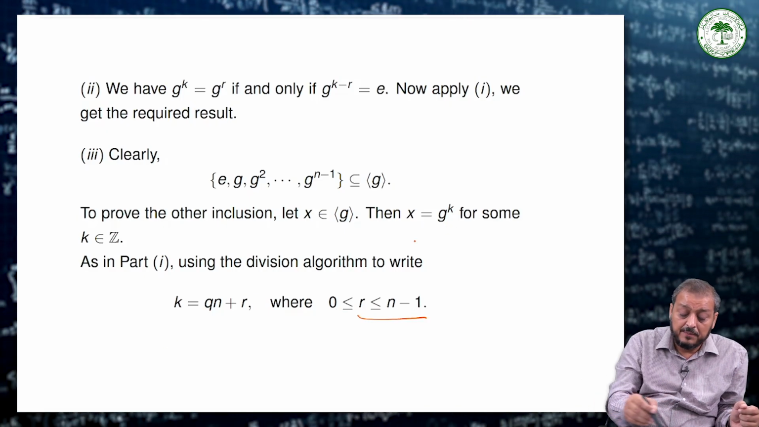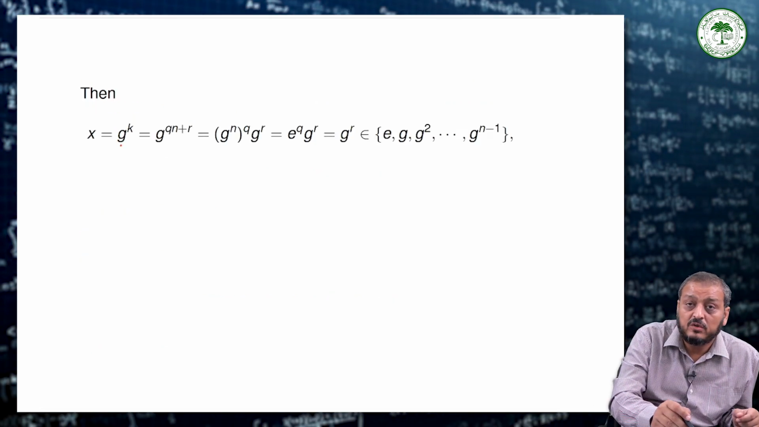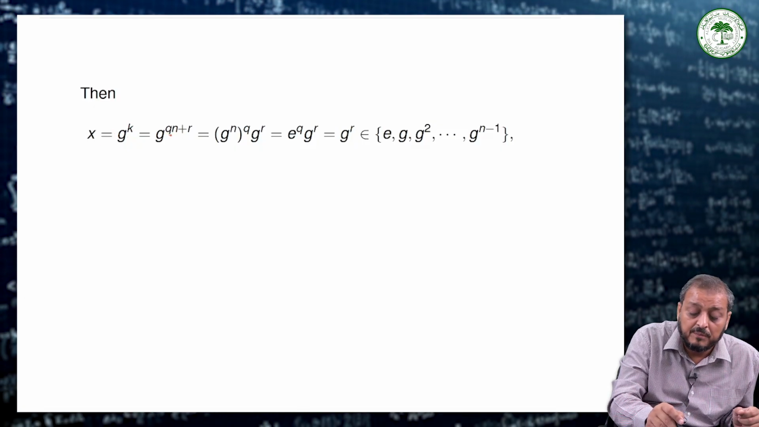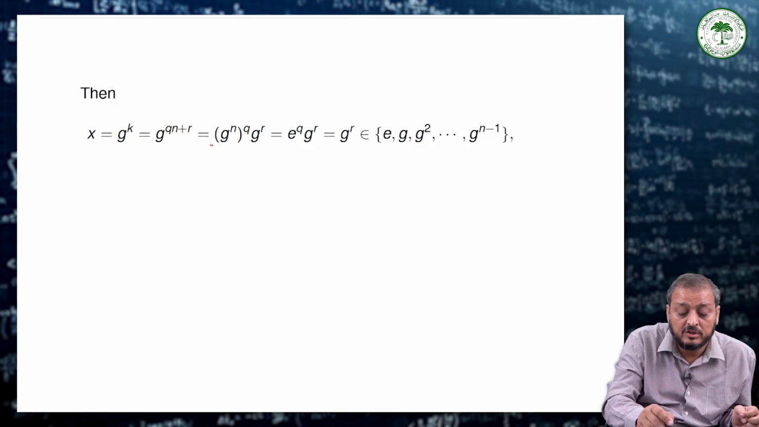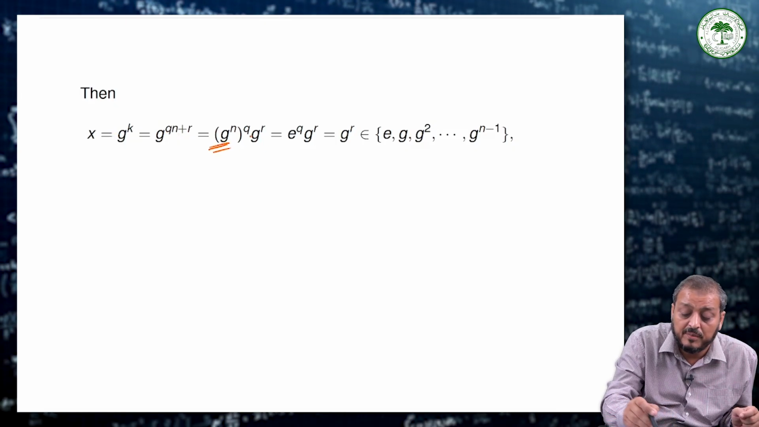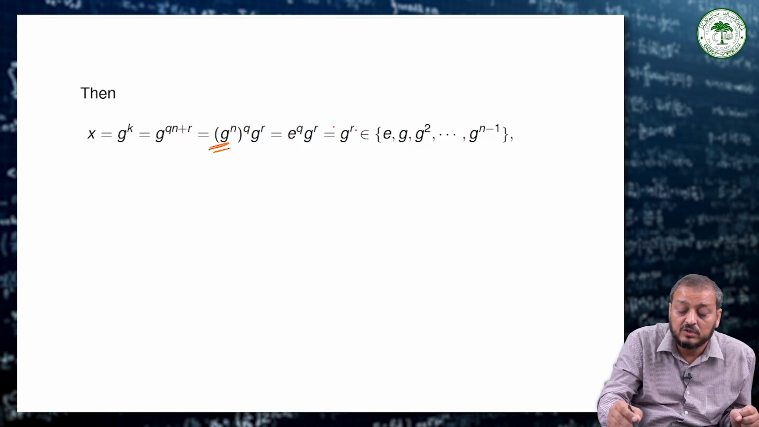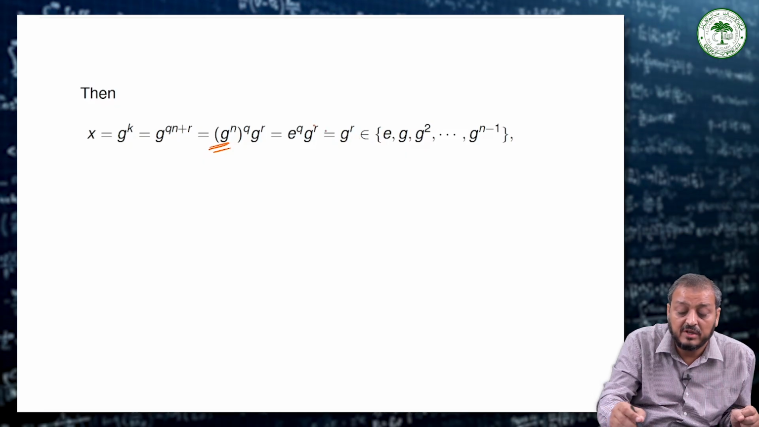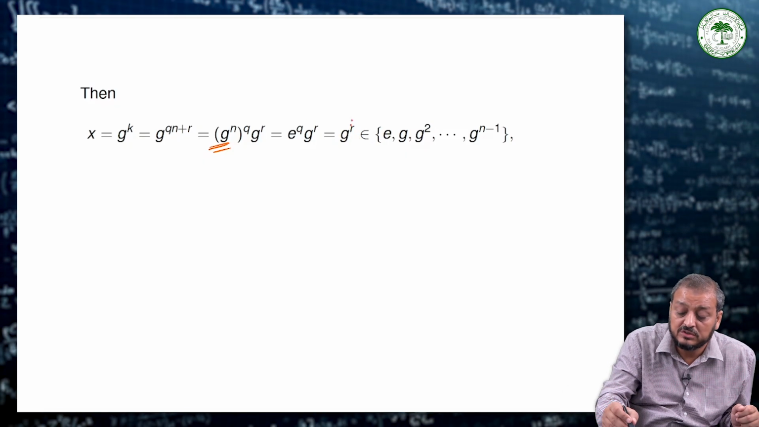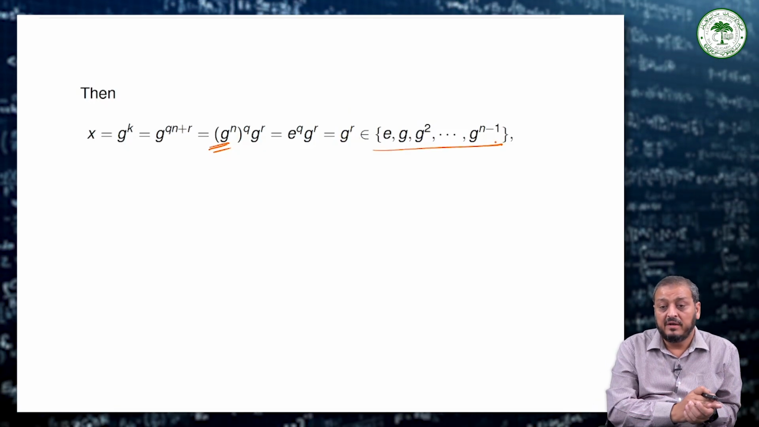So x is equal to g to the power k, and g to the power k can be written as g to the power qn plus r, which is g to the power n to the power q times g to the power r, and this is equal to identity times g to the power r. So x is equal to g to the power r, where r belongs to the integers and r lies between 0 and n minus 1. So g to the power r belongs to this set.